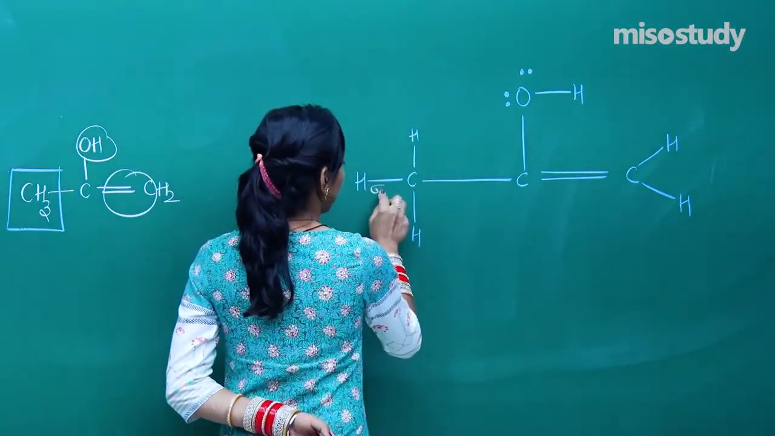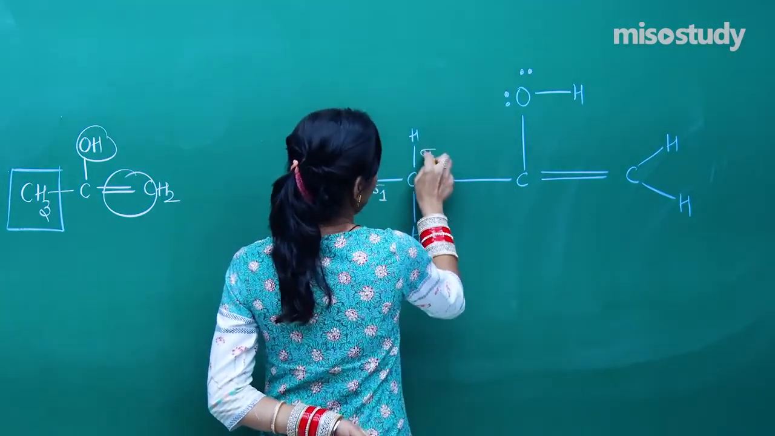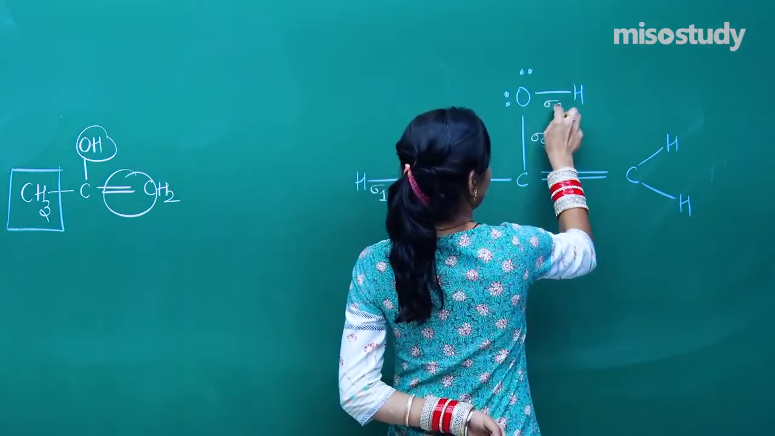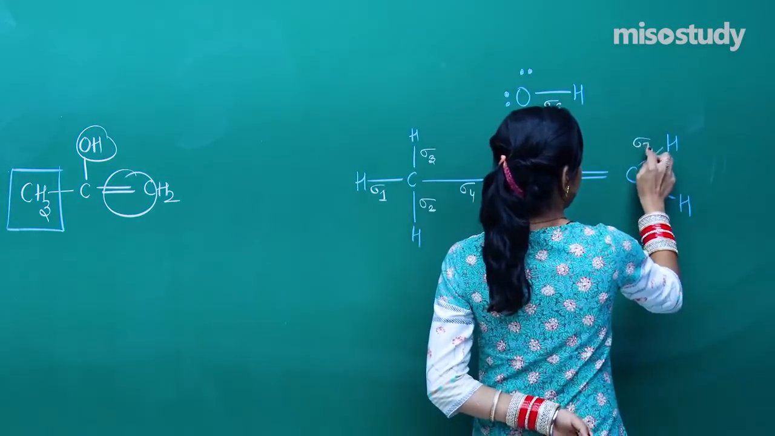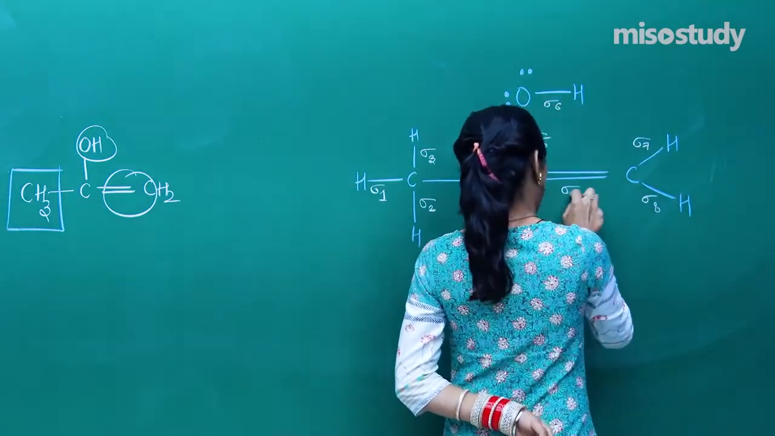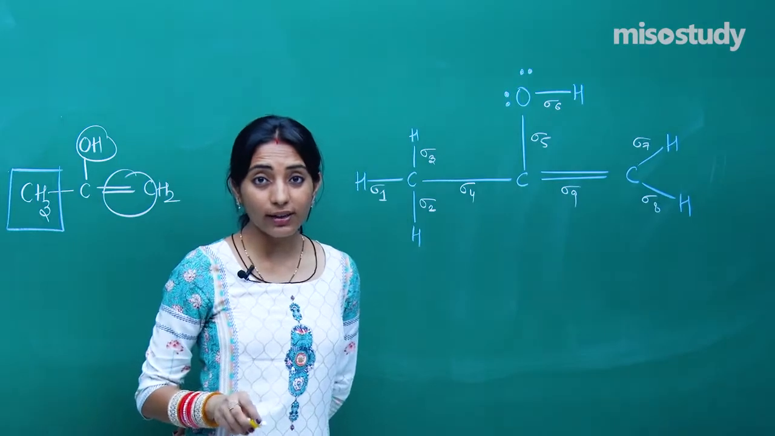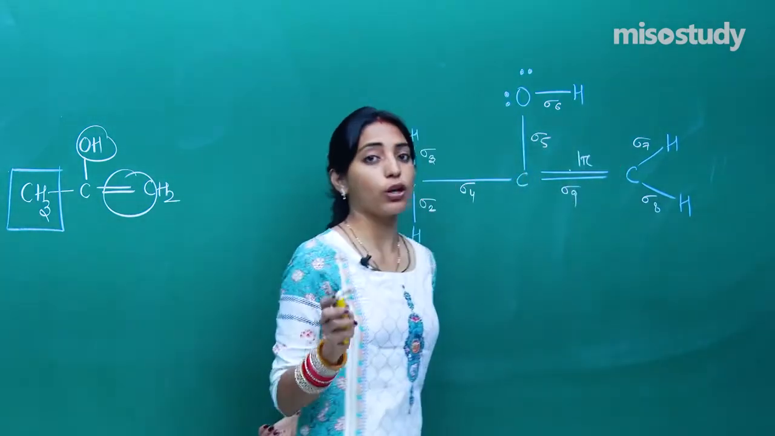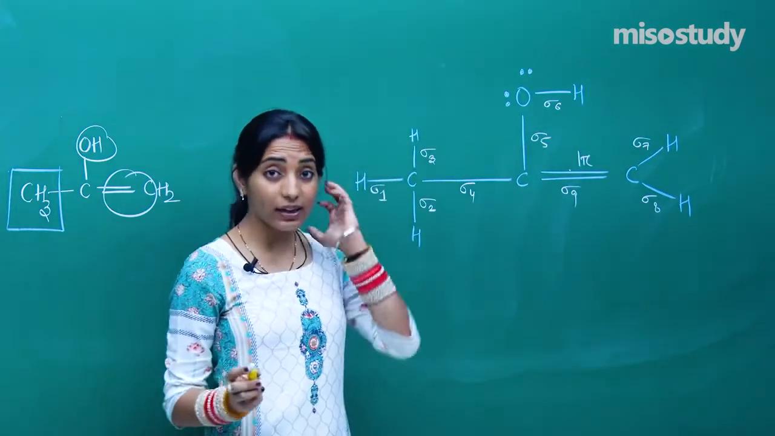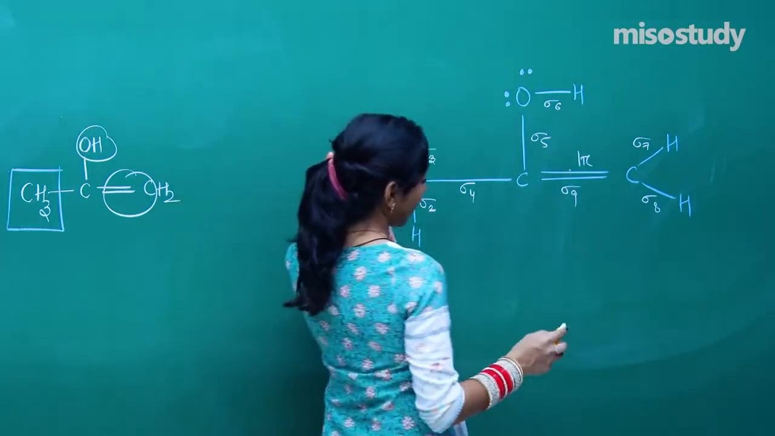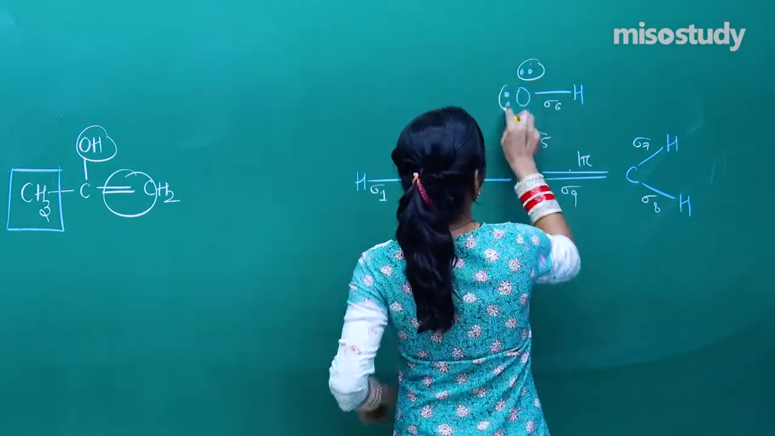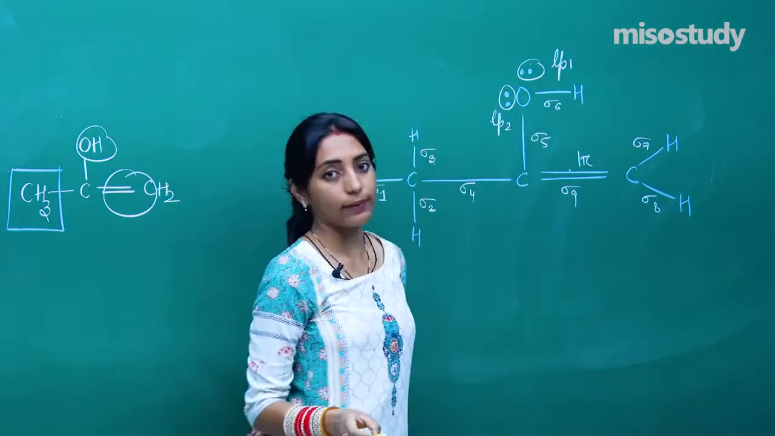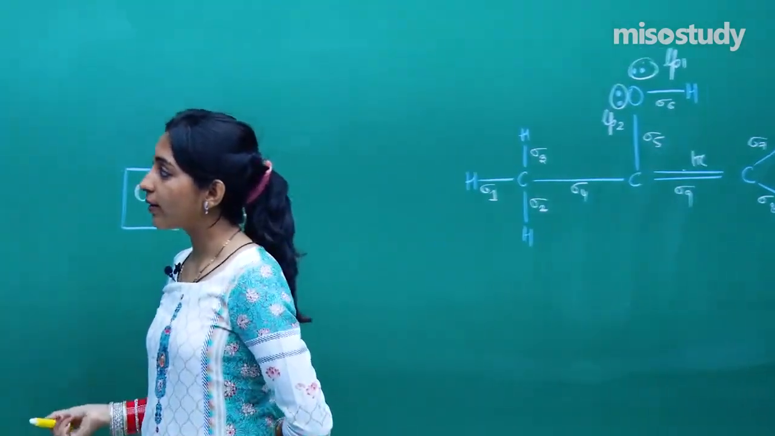So we have first sigma, second, third, fourth, fifth, sixth, 7, 8. So can you see 9 sigma bonds are there, right? And then there is 1 pi bond. So a total of 10 bonds are there, out of which 9 are sigma and 1 is pi bond. And let us count the total number of lone pairs. 1, 2. So 2 lone pairs are there, right? Now let's look at the options.